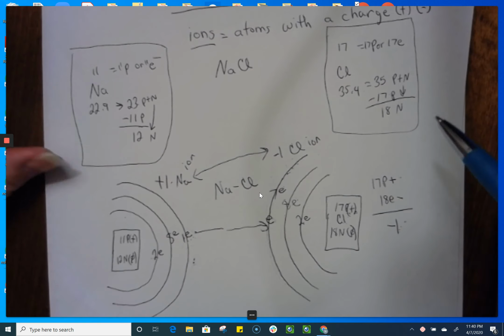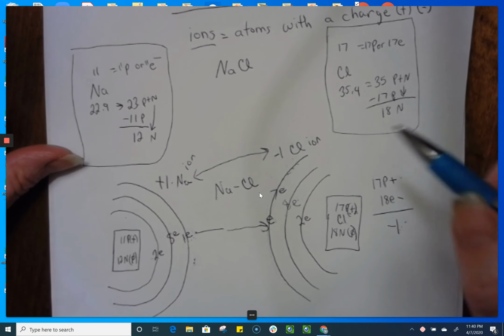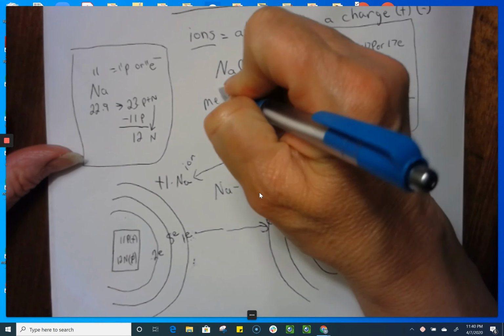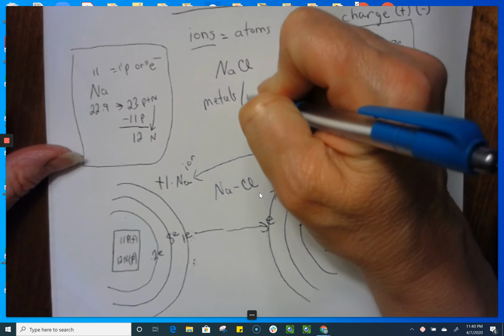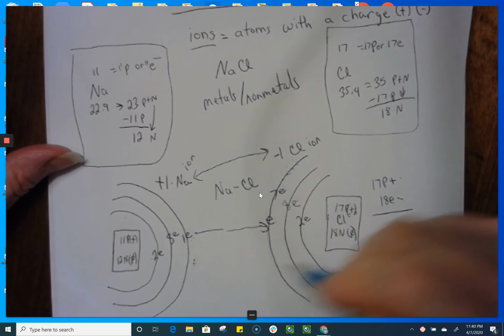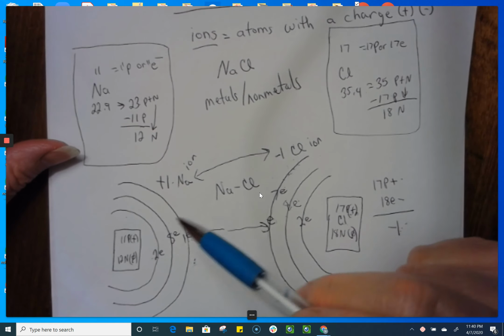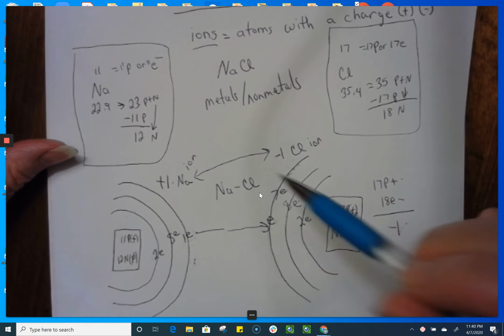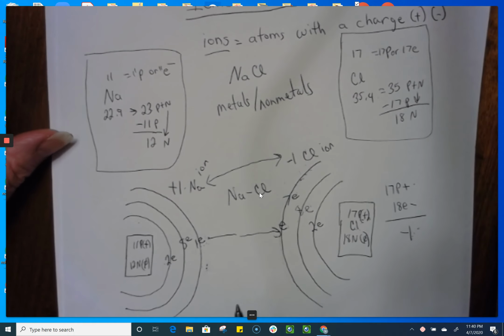And this basically happens between metals and nonmetals. Now, this is transferring electrons, or someone will call it gaining, losing, transferring. That's how an ionic bond forms.